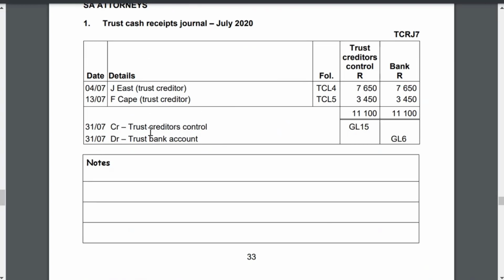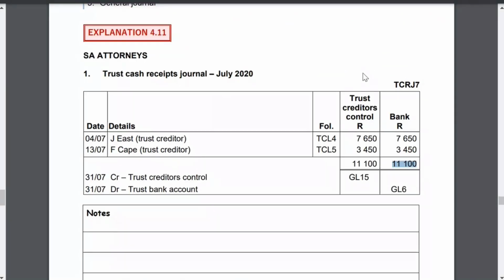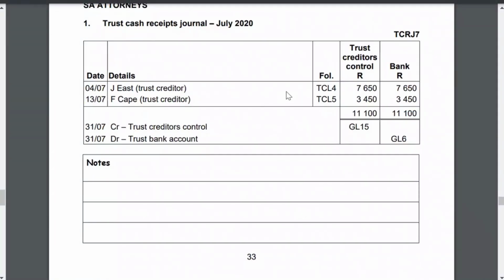When you go to your general ledger, your trust creditors control will be credited with this, and your trust bank will be debited with this. So basically, this means that the attorney has received money, which is in total 11,100, for work not yet performed. This is how it will be recorded in your trust cash receipt journal.